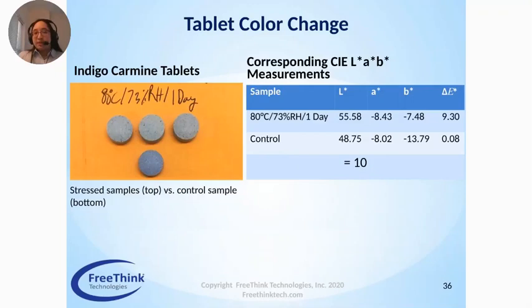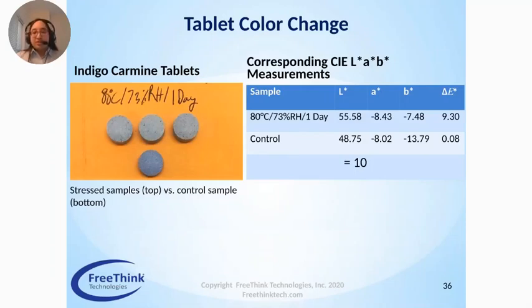A star is about the same. B star, there's an increase moving toward the positive. So that's a movement from the blue towards the yellow axis. When we calculate the delta E star of these tablets, it is about 9.3. So for the purposes of the study, we said, okay, we can set a delta E star of 10 as unacceptable color change.